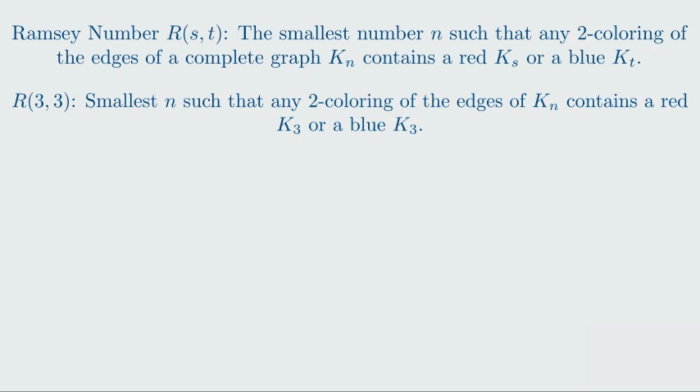So R(3,3) is the smallest number of people at a party such that you can always find three people who are all friends with each other, or three people who are all strangers to each other. Edges are relationships. Vertices are people. Our objective is to prove that R(3,3) equals 6.